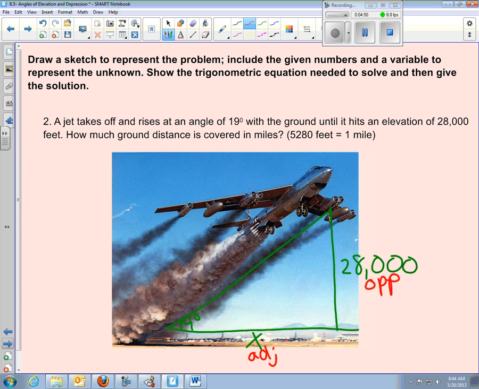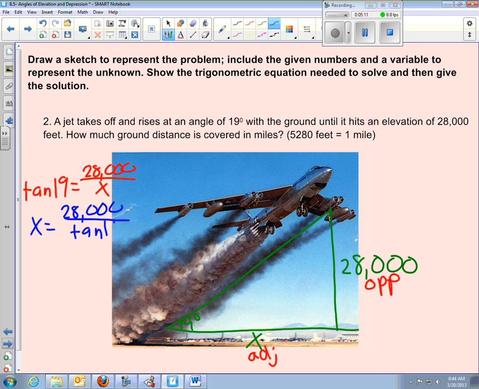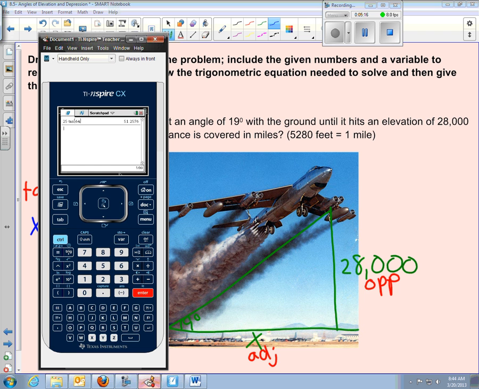So there's that tangent again. Tangent of 19 equals our opposite over our adjacent. This time x is in the denominator. Now remember from our 8.4 video, day 2, if x is in the denominator, it's just going to switch spots with our trig function. So x equals 28,000 divided by the tangent of 19. All right, so let's go ahead and take our calculators and take 28,000 and divide by the tangent of our 19 degrees.